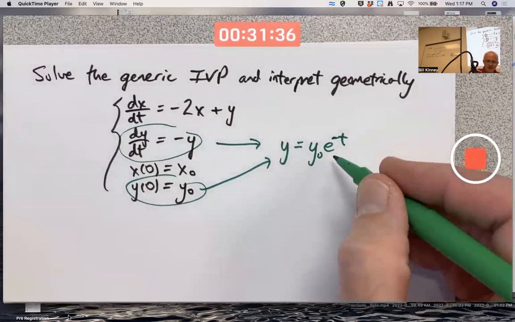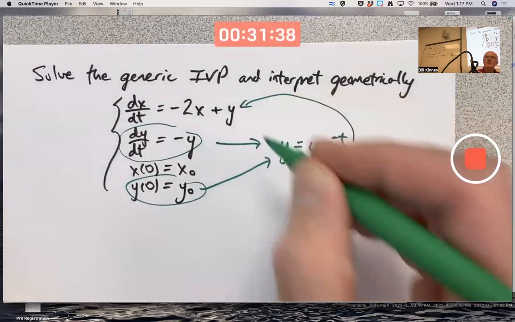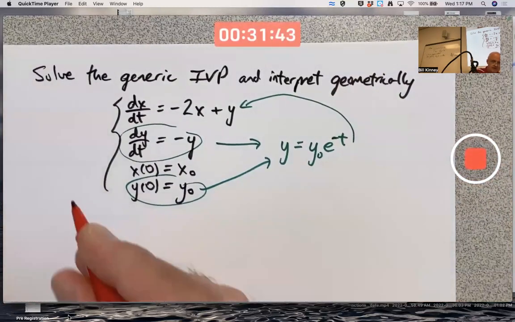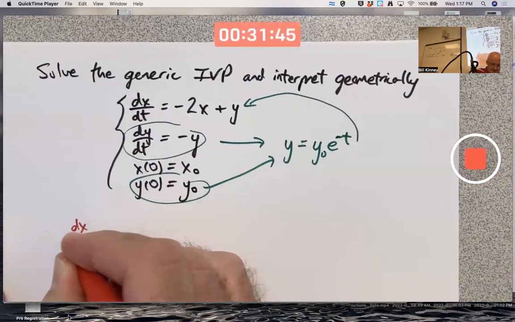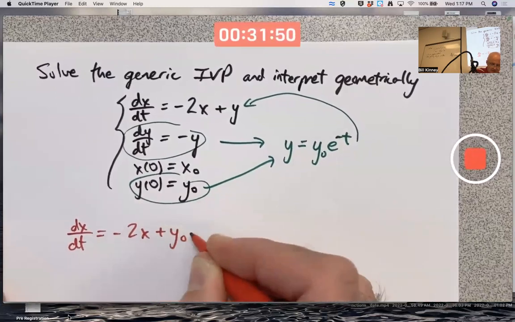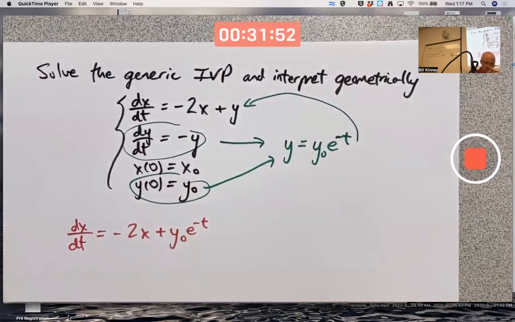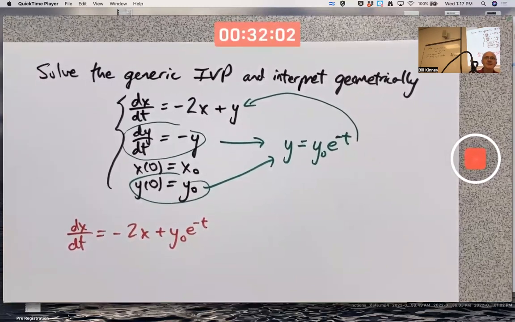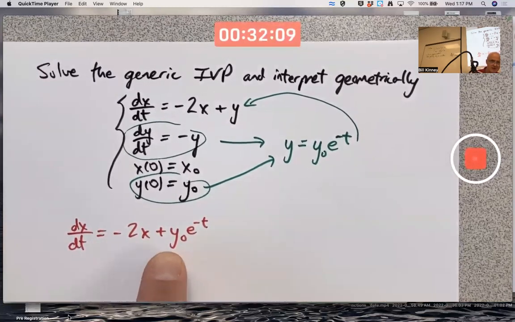Yeah, take this now and substitute it up here to get the equation dx/dt equals negative 2x plus y sub 0 e to the negative t. What's y sub 0? Well, I haven't told you what y sub 0 is. It's some unspecified particular number. You could pretend it's 10 or something. If it were 10, then there'd be a 10 there. If it were negative 7, there'd be a negative 7.